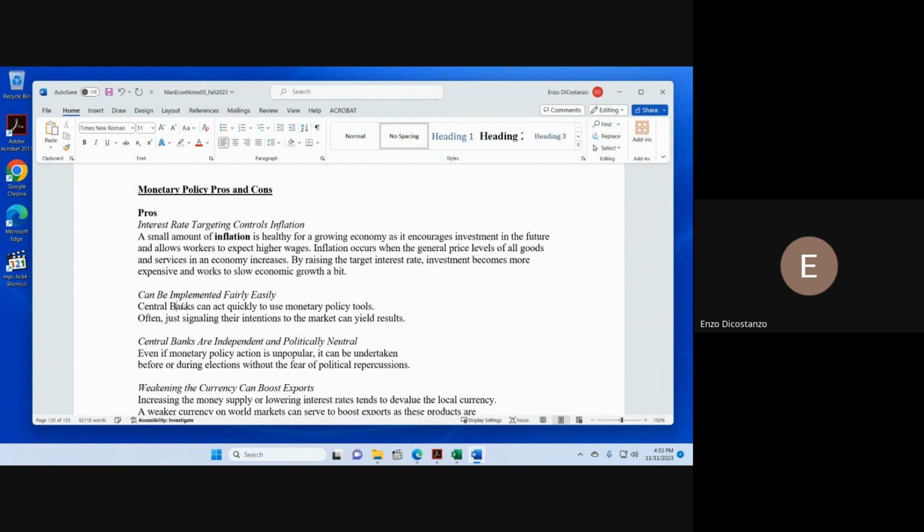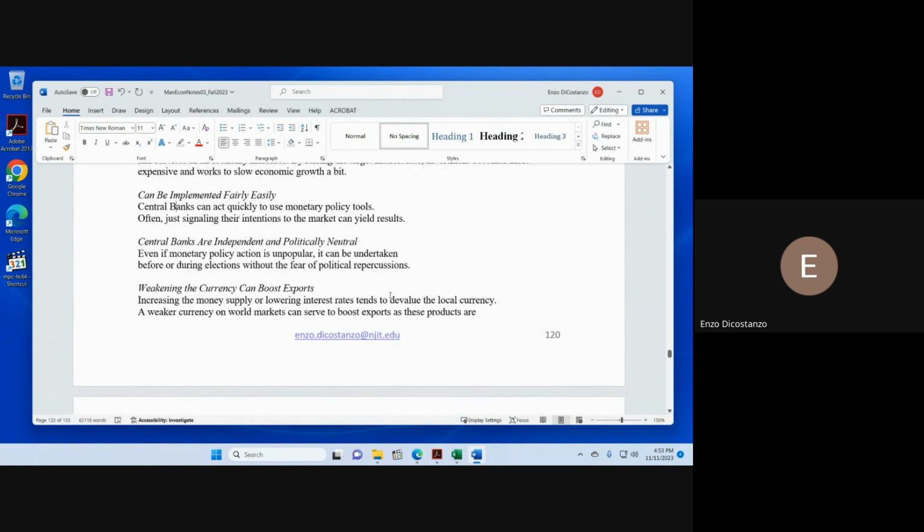Monetary policy is a meeting at a bank. They have eight of them a year, so they can act quickly to use monetary policy tools, and just signaling their intentions to the market can yield results. If monetary policy actions are unpopular, they can be undertaken before or during elections without... that's fantasy right there, but okay.